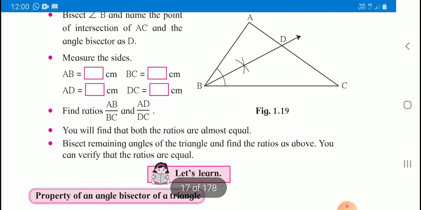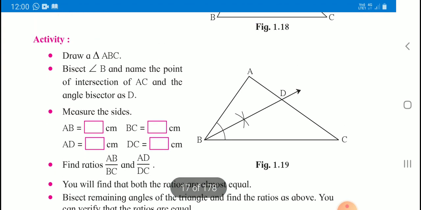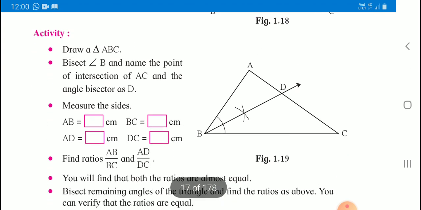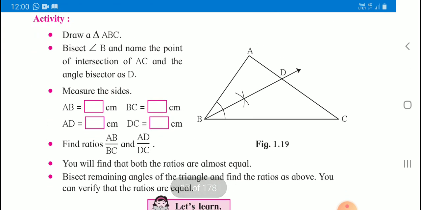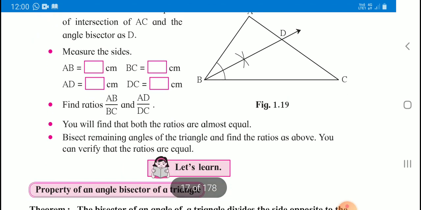You will find that both the ratios are almost equal. Then bisect the remaining angles of the triangle and find the ratios as above. You can verify that the ratios are equal. It means if you draw the angle bisector of side AB as well as side BC, whatever ratios you get, they will be equal.